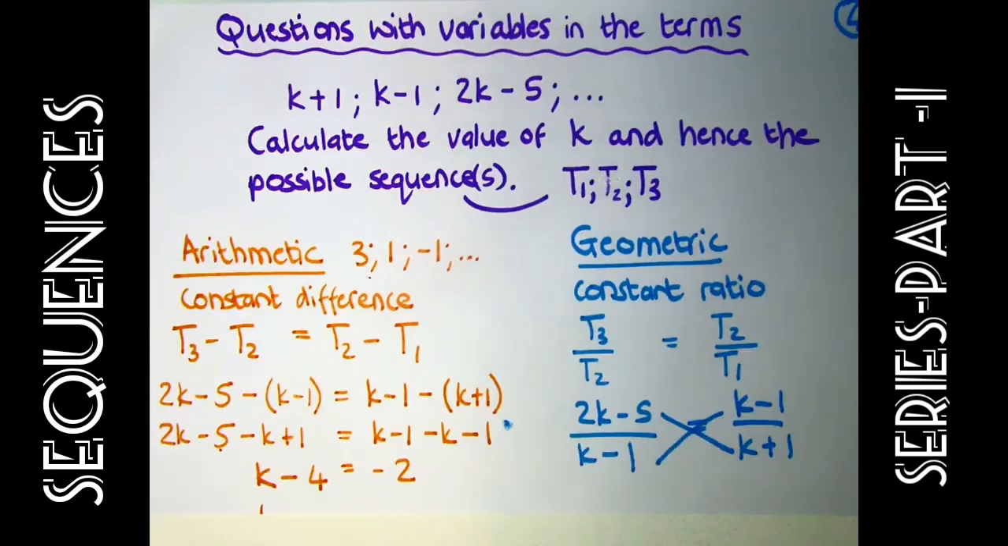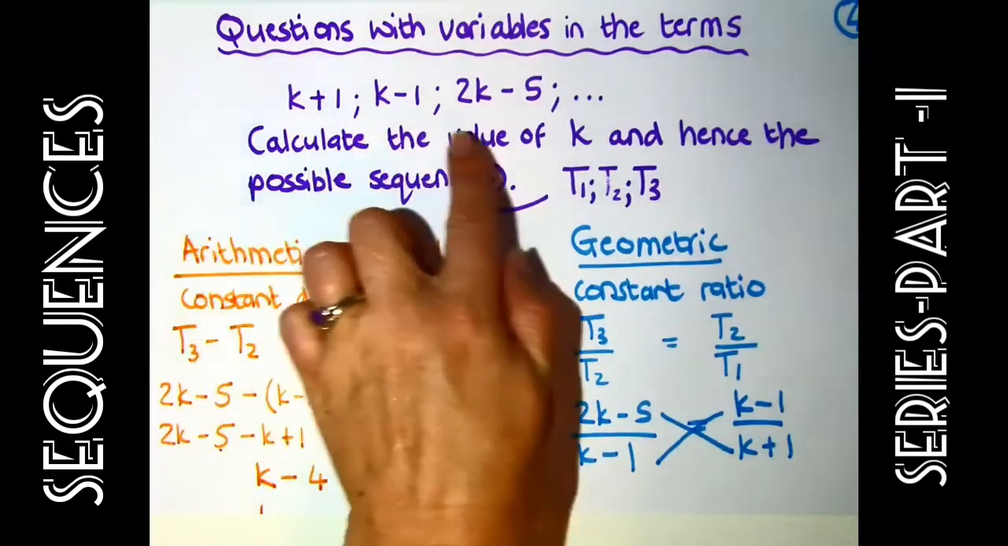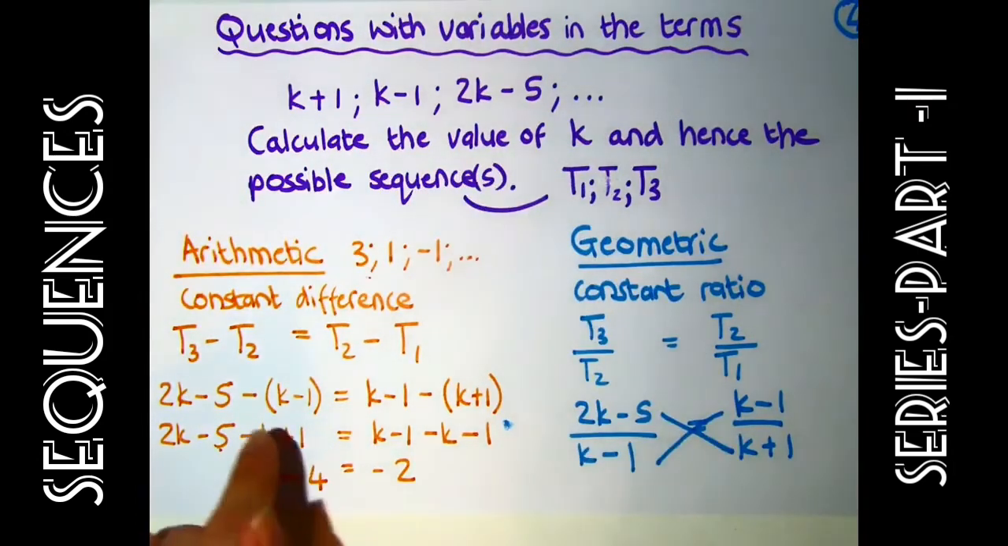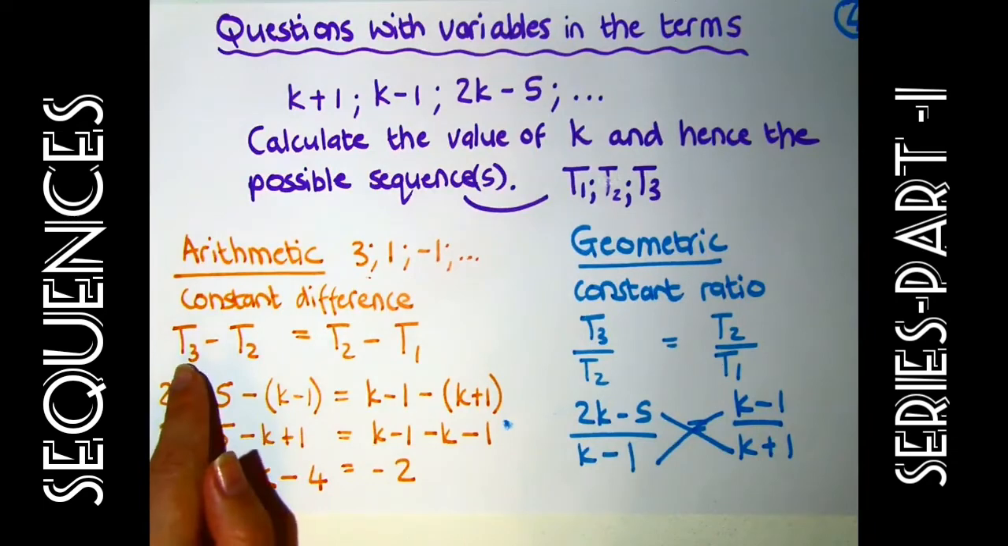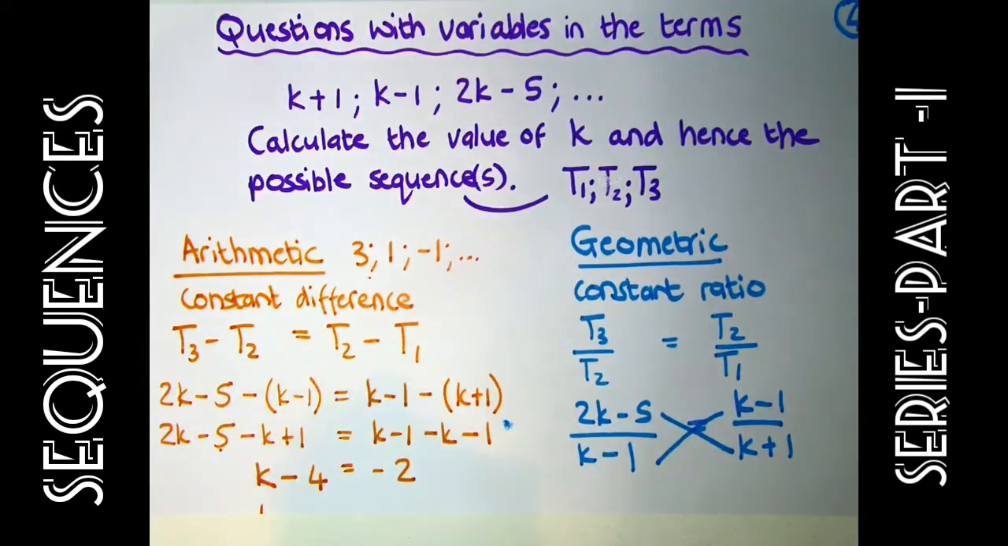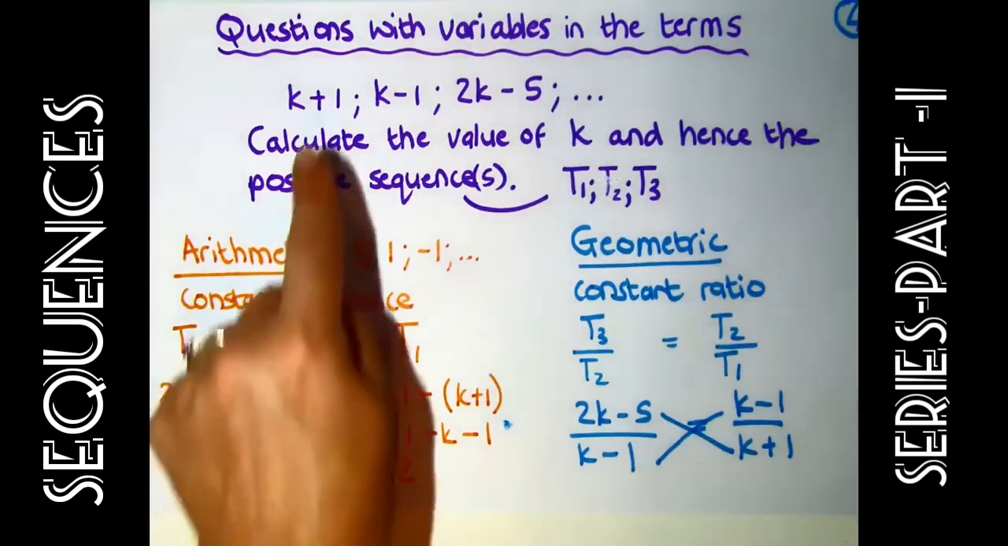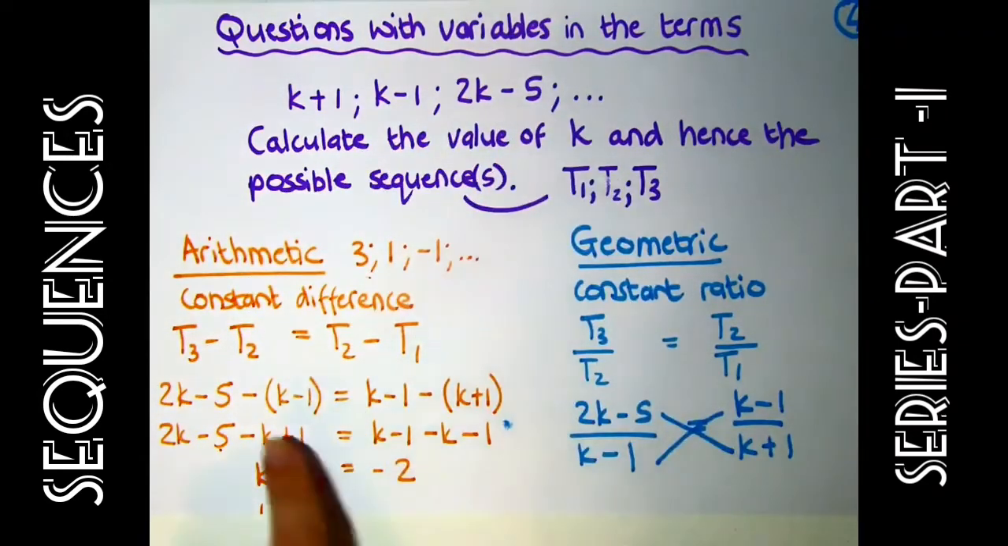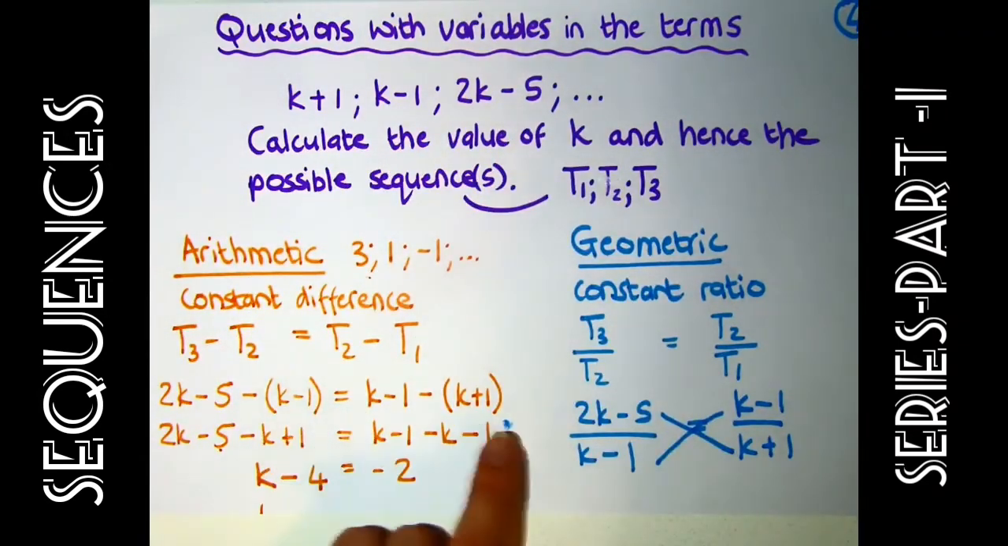This is a question where there's variables in the terms, and they're asking you to find the variable and also the possible sequences. With the arithmetic one, what we did is we know that because it's arithmetic, you can equate the differences. We know that there's a constant difference, so we know that T3 minus T2 equals T2 minus T1. And what we did here is we merely subbed in those terms as they are, being careful to put brackets when we're subtracting, and we got out a value for k.